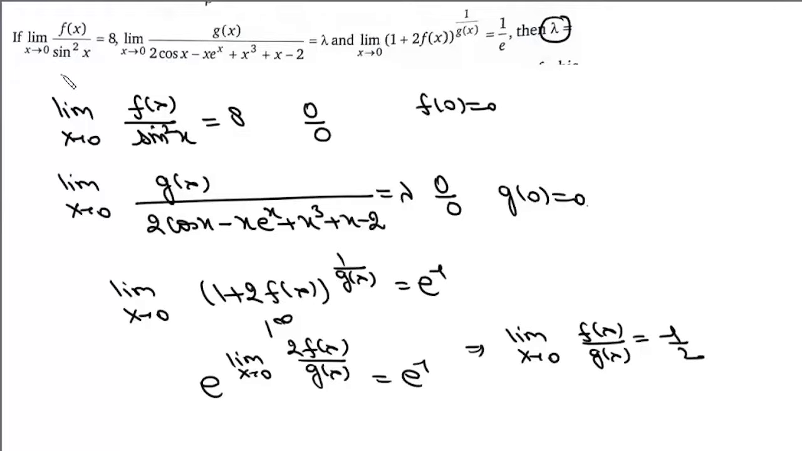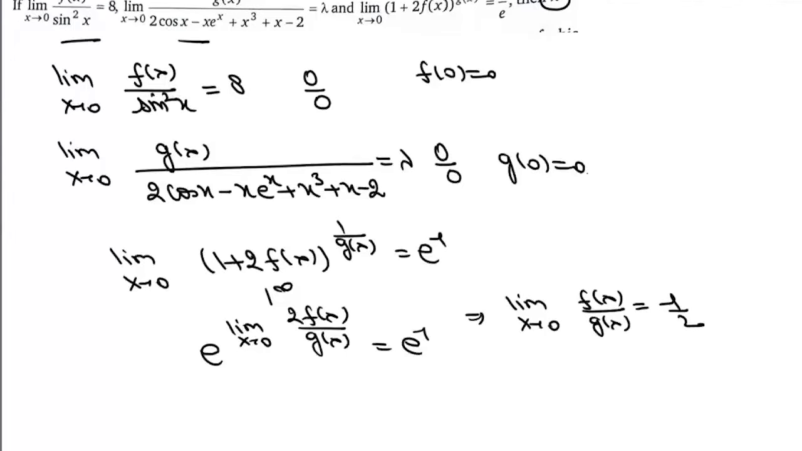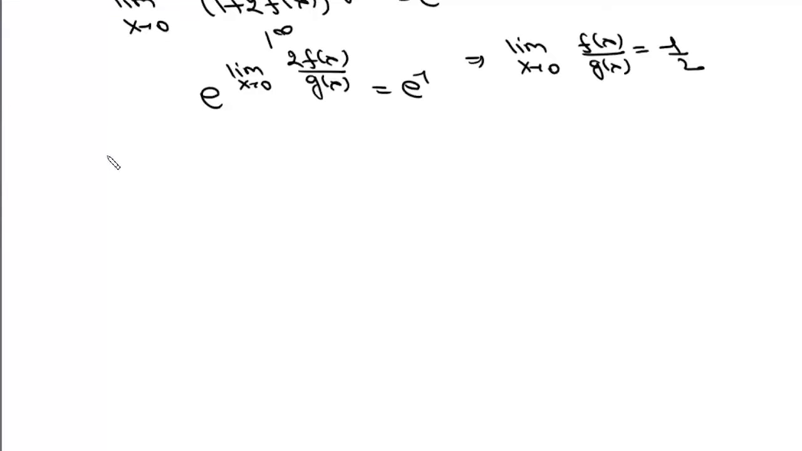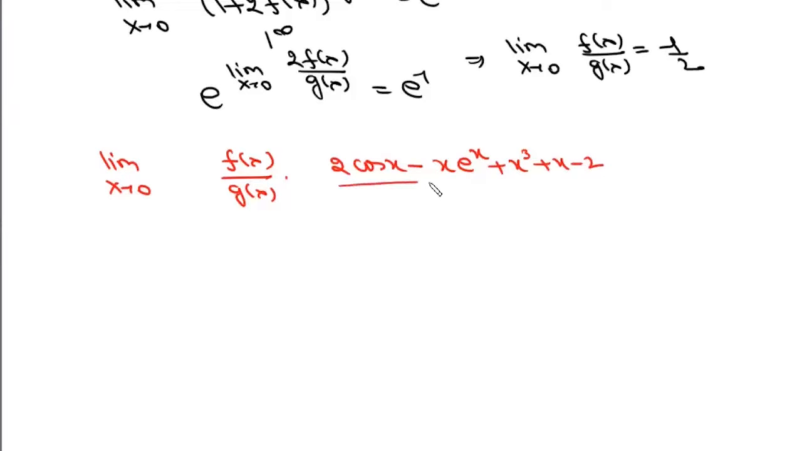Now what we'll do is, we'll divide these two limits. If we divide them, we can write limit x tends to 0, f(x) upon g(x) into 2 cos x minus x into e to the power x plus x cube plus x minus 2 upon sin square x, and this will be equal to 8 upon lambda.